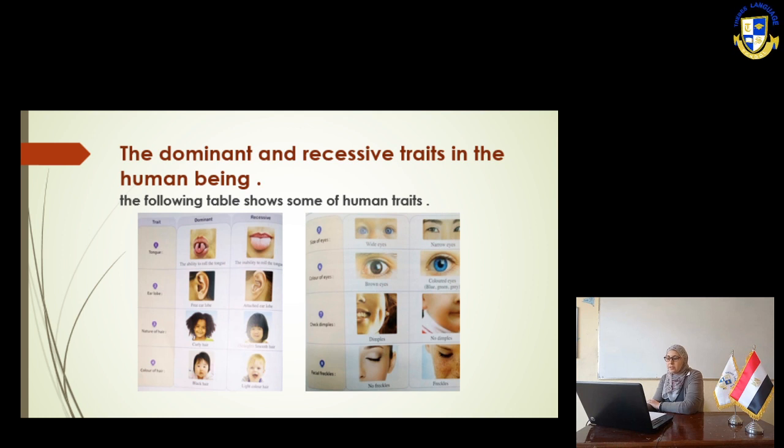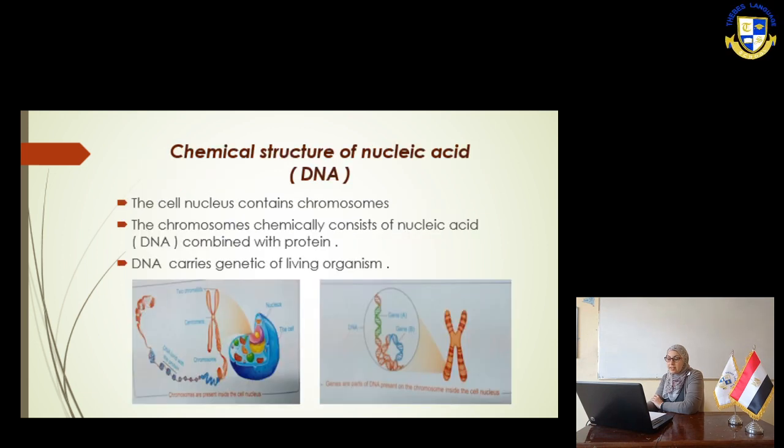Slide number 13. The chemical structure of the nucleic acid DNA. Here we can see the DNA consists of chromatids. The two threads, chromatids, are connected to each other by a point which is called the centromere. The chromosome is found inside the nucleus and the nucleus is found inside the cell in the living organism. So the cell nucleus contains chromosomes. The chromosome chemically consists of DNA and protein. The DNA carries the genetic materials of the living organism.